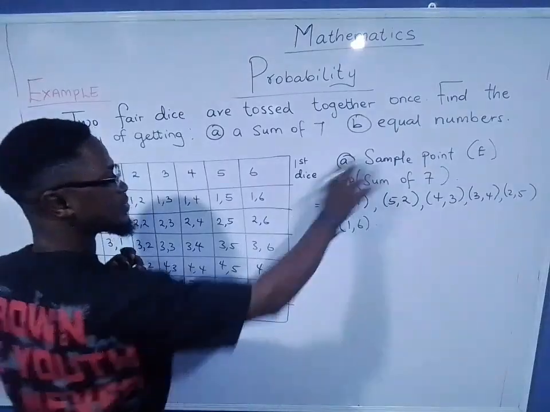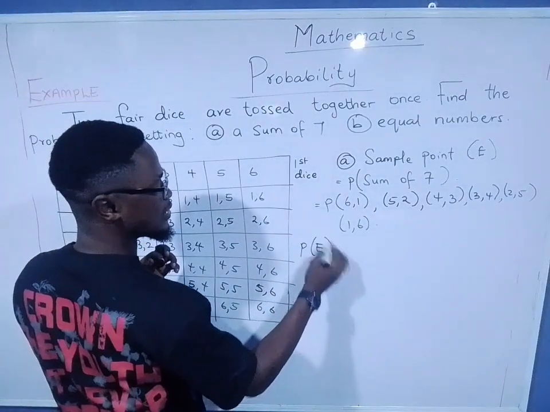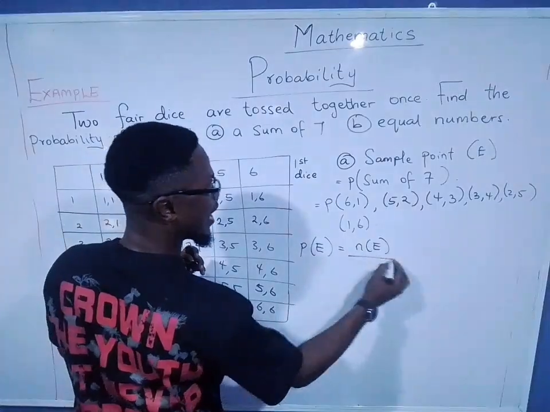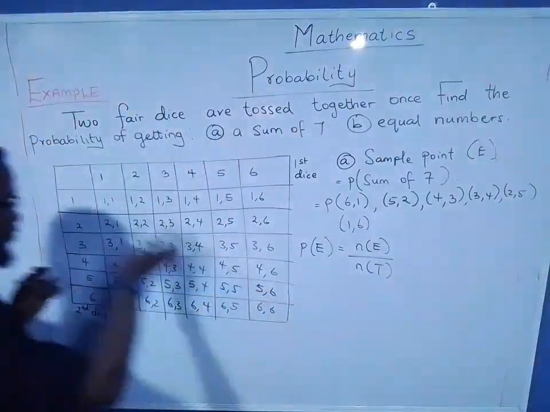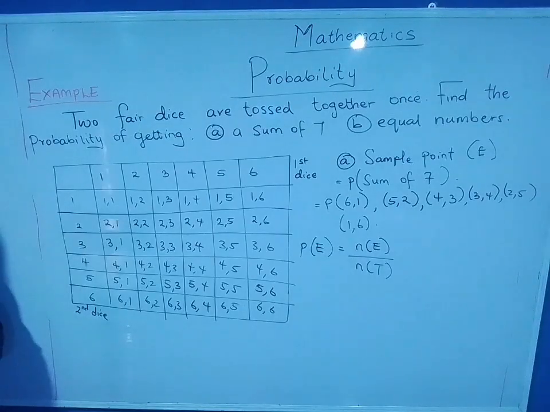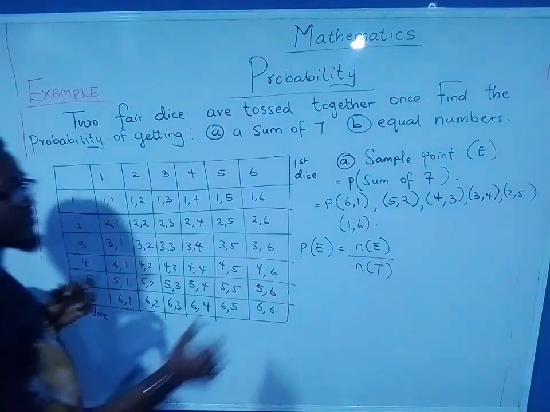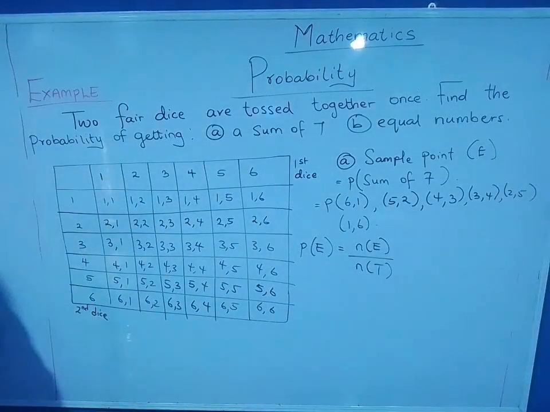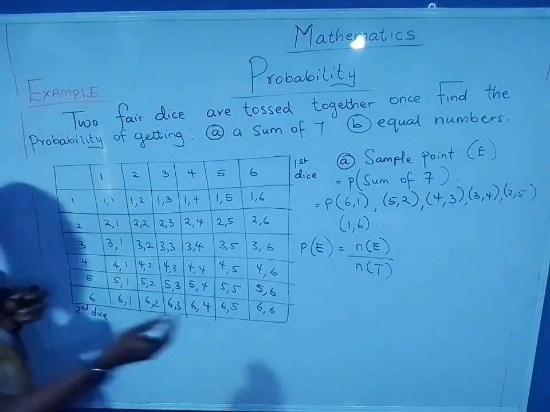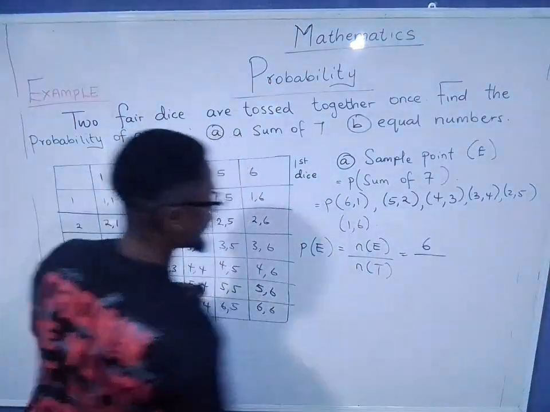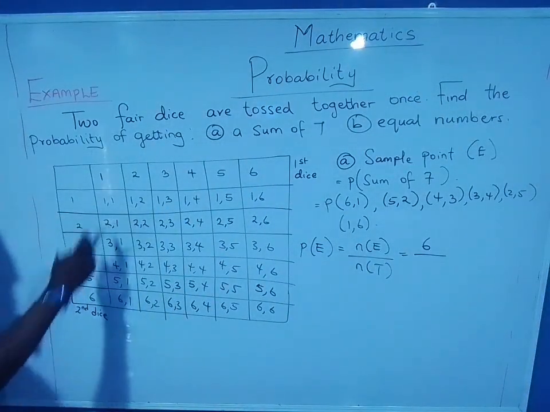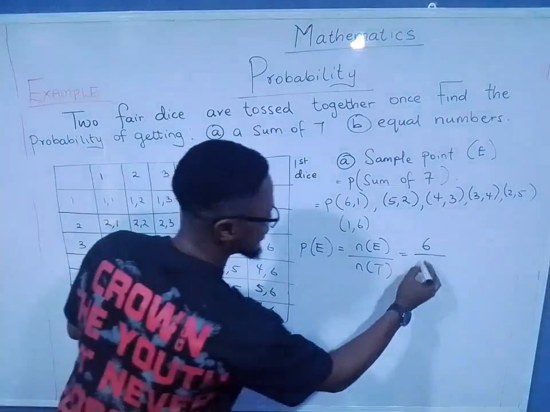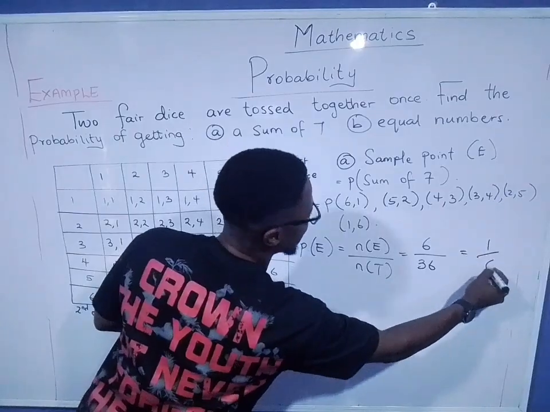So the probability of our sample points E is the total number of E over the total number of all the points we have here. Is that the formula? So the number of points is 1, 2, 3, 4, 5, 6. It's just 6 out of everything, which is 36. If you count them, 6 times 6 gives you 36. So our answer is 1 over 6.